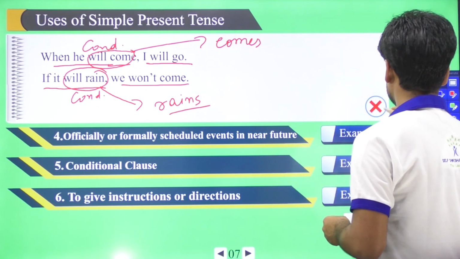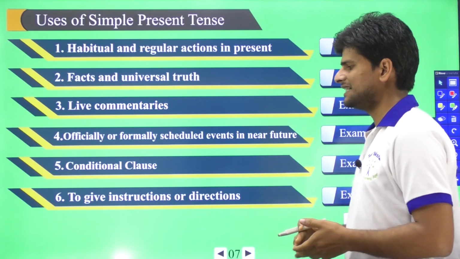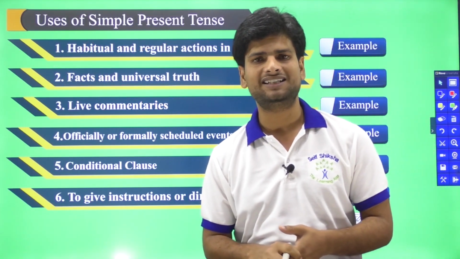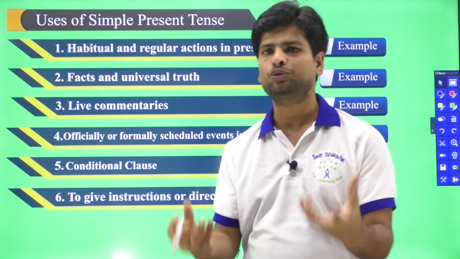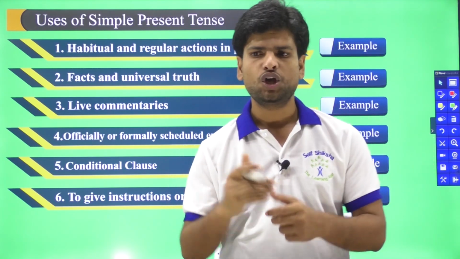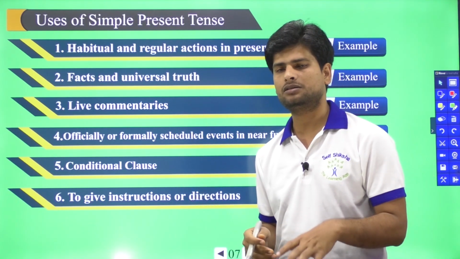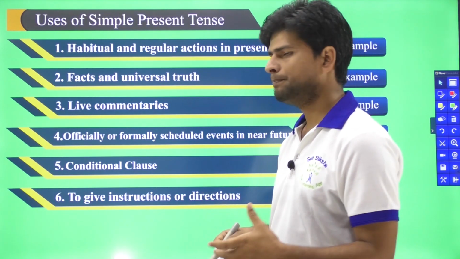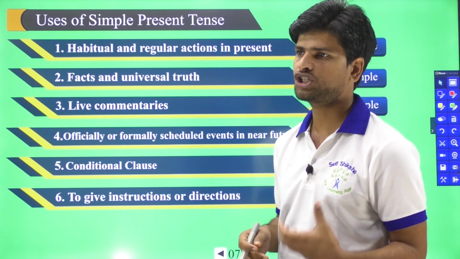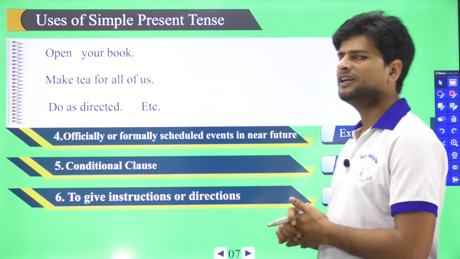Now let us move to the next use of this tense, that is to give instructions or direction. किसी को भी अगर आप कुछ बता रहे हो या कोई steps बता रहे हो, how to prepare tea, how to prepare Maggi, कोई activity के step by step चीज़ें हों, वो सारे actions are kept in simple present tense to give instructions or direction. However, I have given very simple examples here. Open your book.